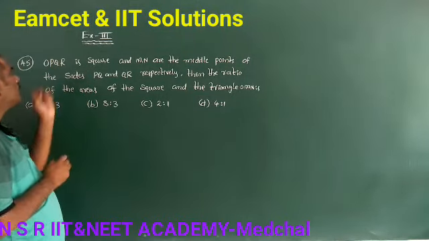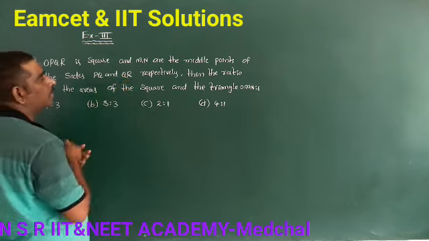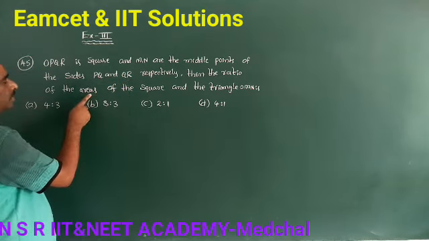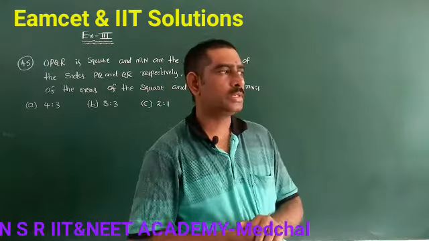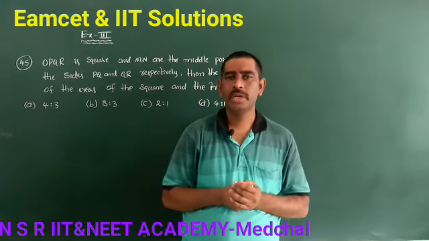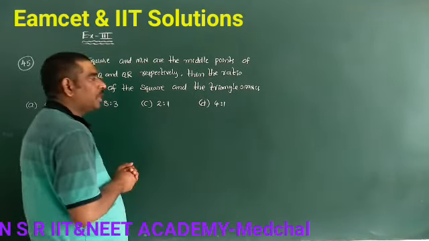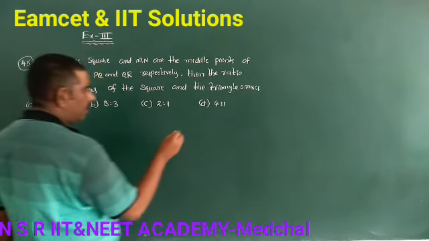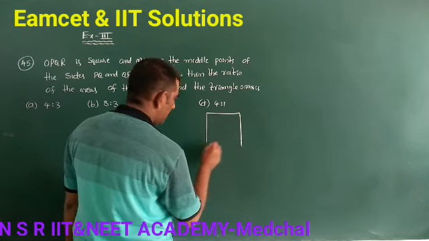Next question: OPQR is a square and M, N are midpoints of PQ and QR respectively. Then the ratio of the areas of the square and the triangle OMN is? So we need to find the ratio of the area of the square and the area of triangle OMN. Given a square OPQR.